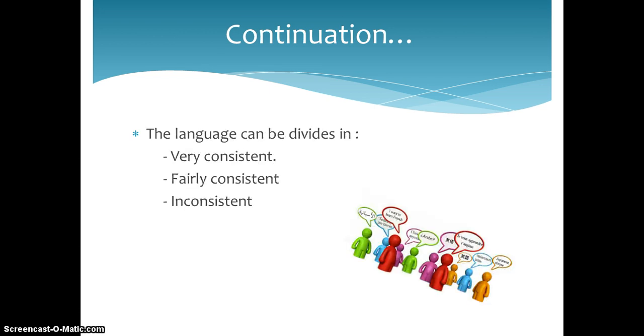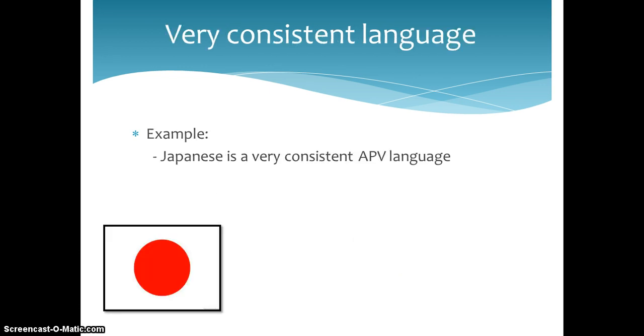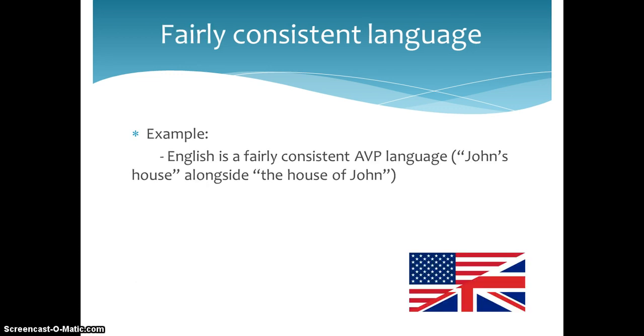Those languages can be divided in three: very consistent, fairly consistent, and inconsistent. For very consistent, we have here an example of Japanese. Japanese is a very consistent language. Sometimes the structure of the sentence can be changed, but mostly we have A, which is agent, P, which is the predicate, and at the end we have the verb.